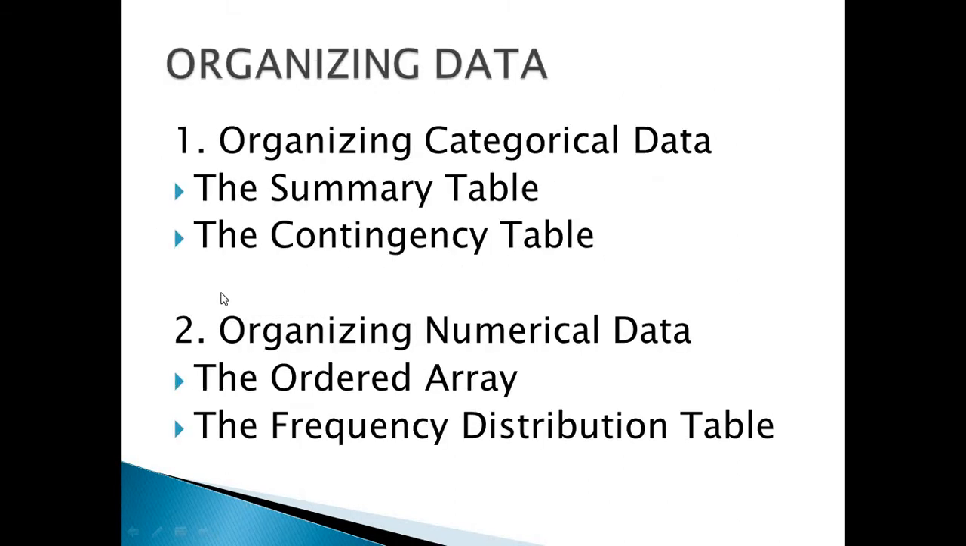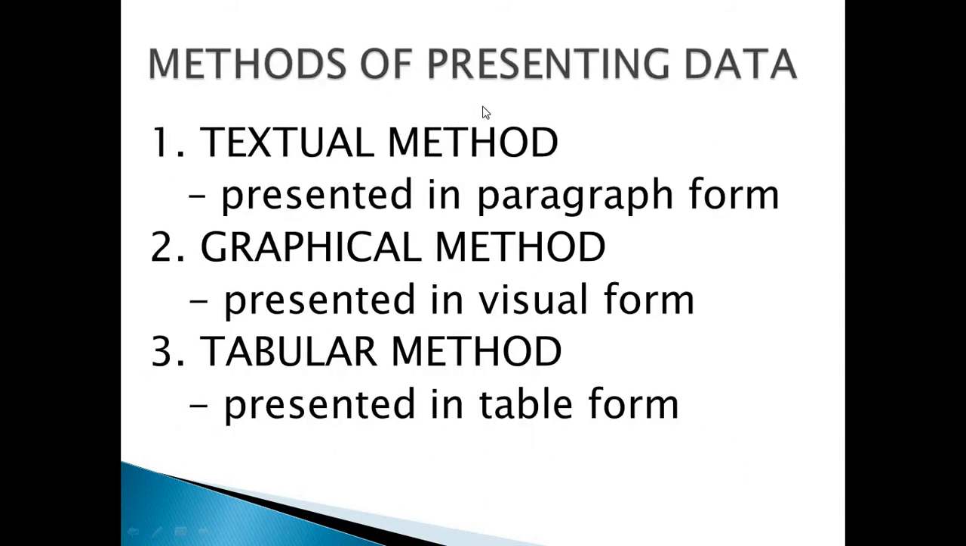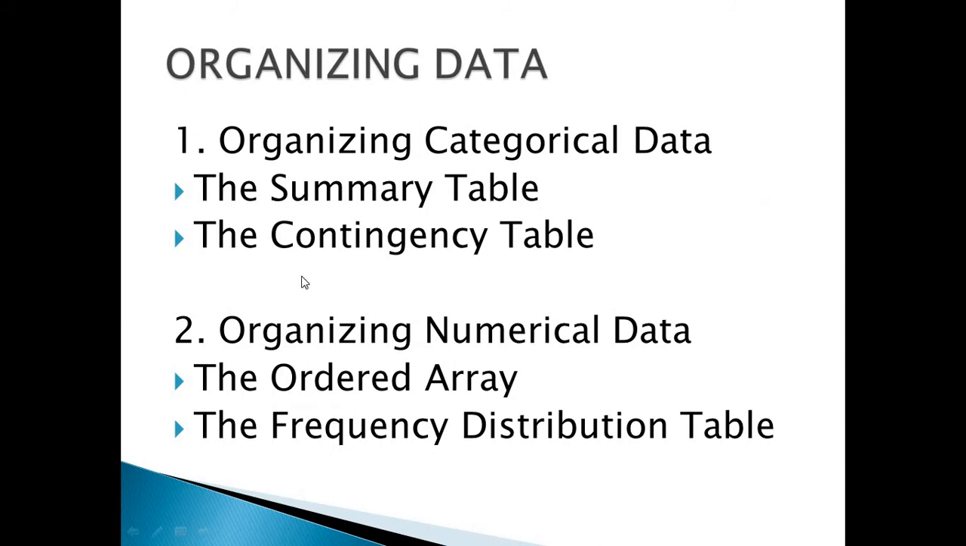In organizing data, after you present your data, you have to organize it in tabular form. The first one is organizing categorical data. We already talked about this, the summary table and the contingency table. The second one is organizing numerical data, which is our main discussion for today. We'll be dealing with the ordered array and the frequency distribution table.